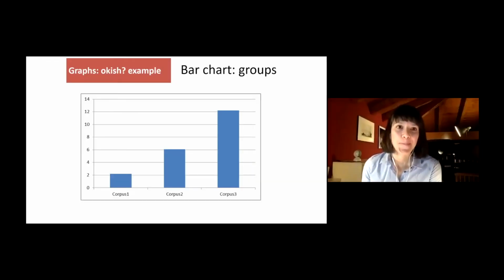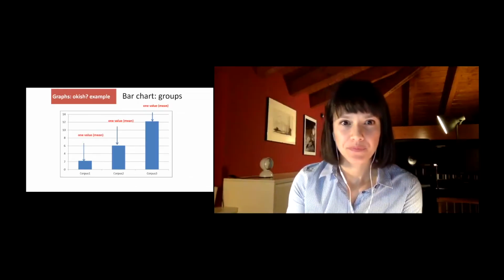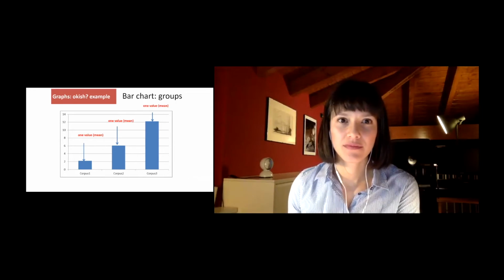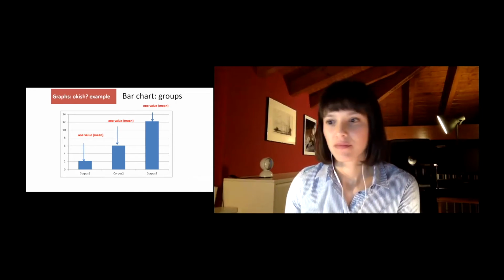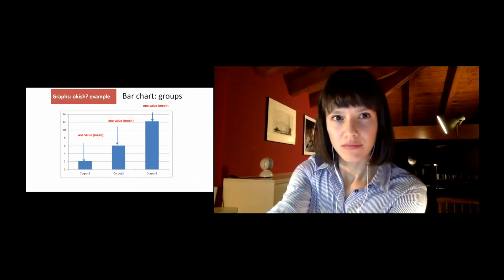Bar charts are okay. I have them in the okay-ish category. The only slight issue with bar charts is that they take up a lot of space and display, in this case, three values. So we have a lot of space taken up by three values. These are the mean values in each of the corpus.